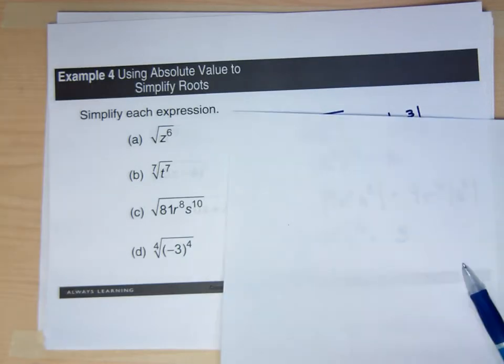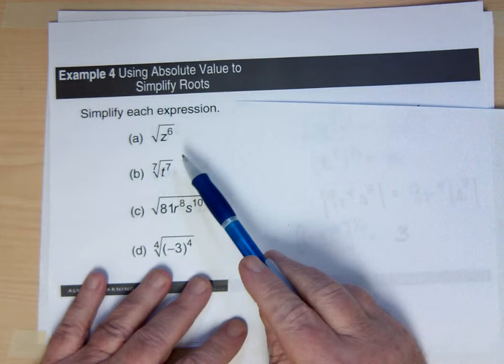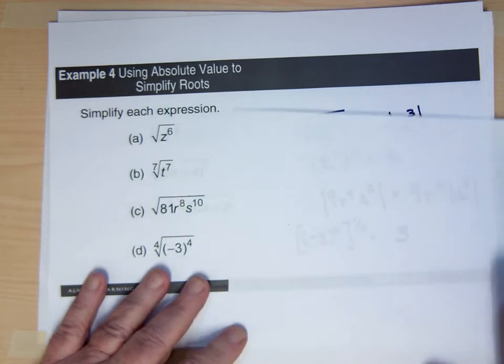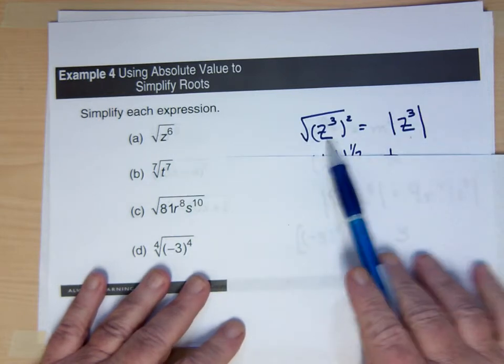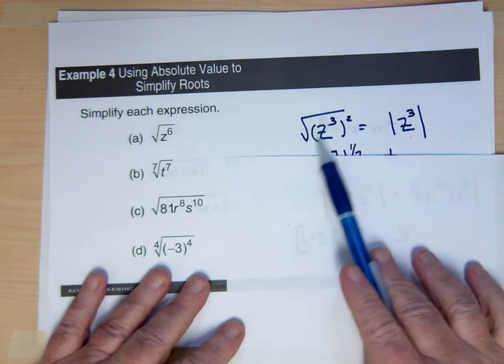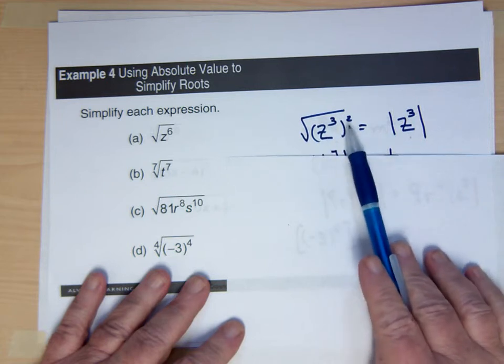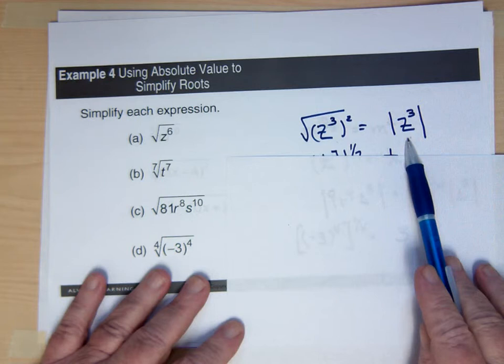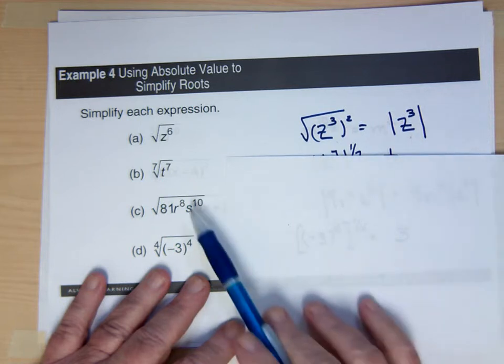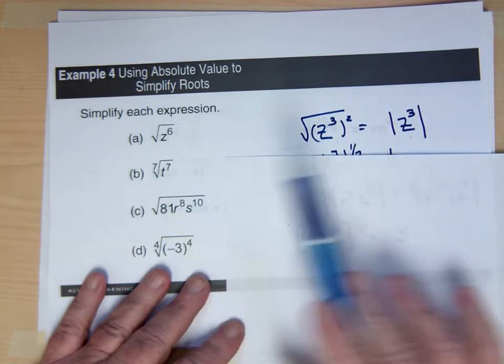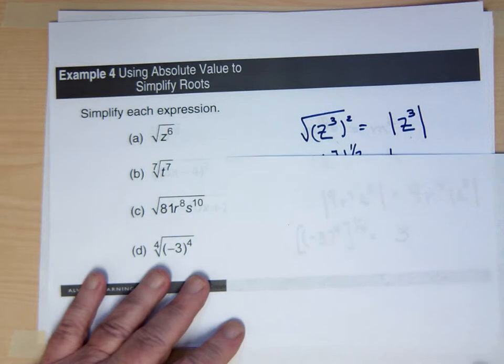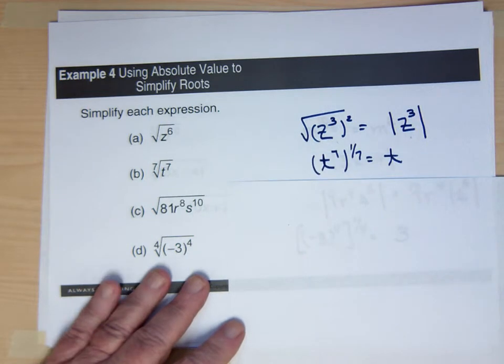You want to keep that in mind in these problems, because here we're taking the square root of z to the 6th. So what's going to happen is that's going to end up being the square root of this z cubed squared, and so that's going to be the absolute value of z cubed. Now here I'm taking the 7th root of t to the 7th. Those are odd numbers, so it is just t. It could be negative, it could be positive.